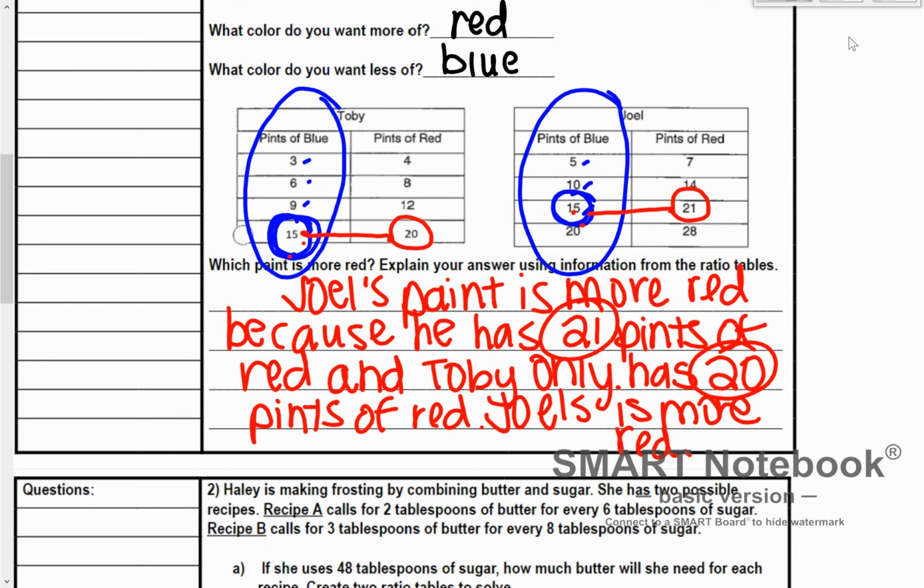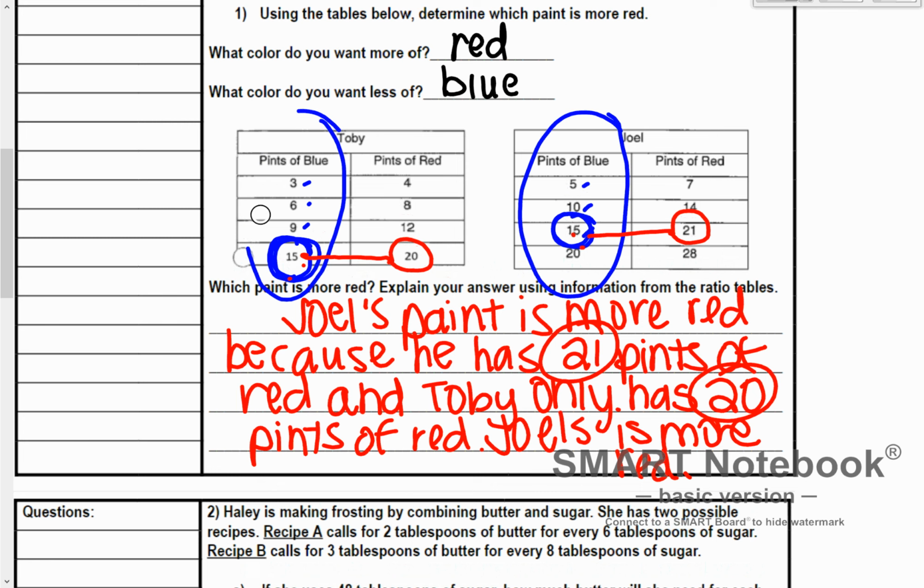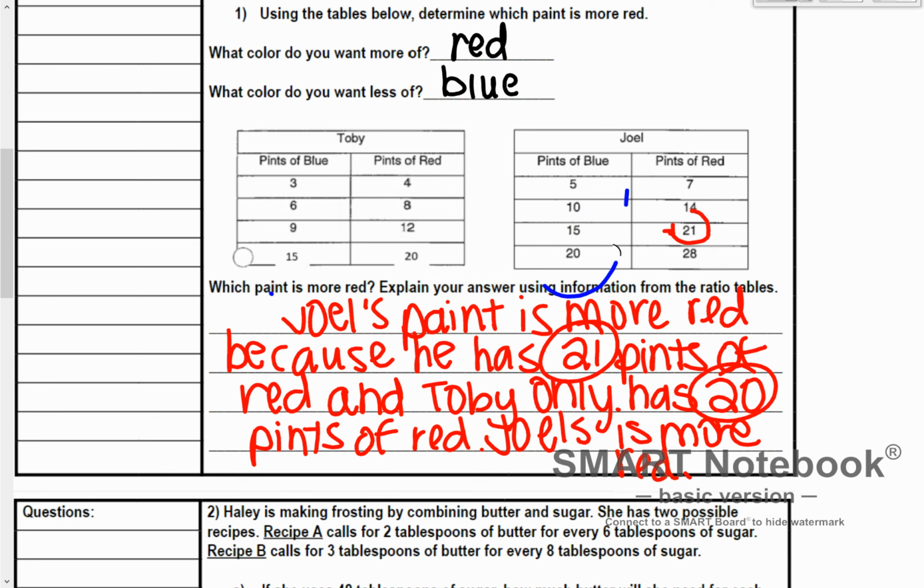Okay, so let's say that there wasn't a number, and you don't have to go through and erase this. I'm just going to erase it so it's nice and clean for us to look at. Let's say that there wasn't the same number. Let's say that this number was like an 18. Okay, so we have 3, 6, 9, 15, 5, 10, 18, 20. None of those are the same.